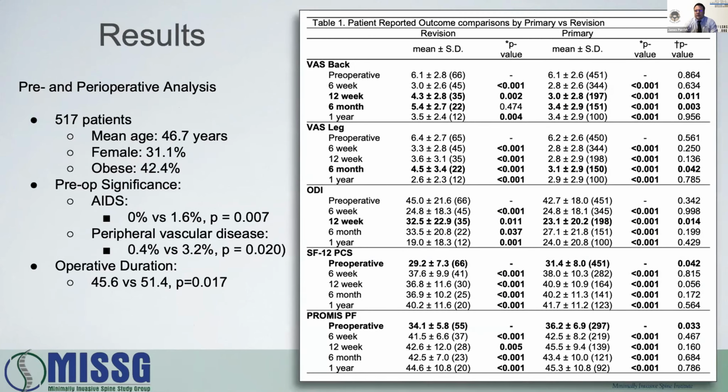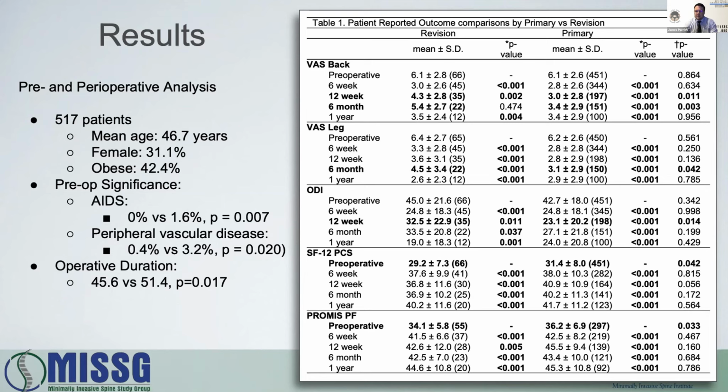A total of 517 lumbar decompression patients were included. The cohort's mean age was 47 years, 31% were female, and 42% were obese. 451 patients underwent primary procedures and 66 underwent revisions. Primary and revision groups differed in prevalence of AIDS and peripheral vascular disease, and operative duration was significantly longer for the revision group. Both groups demonstrated significant improvements in all outcome measures at all time points.